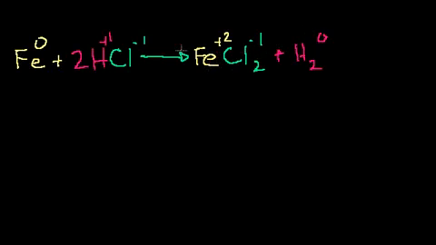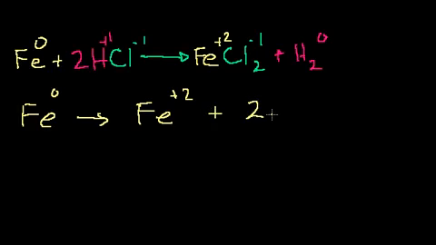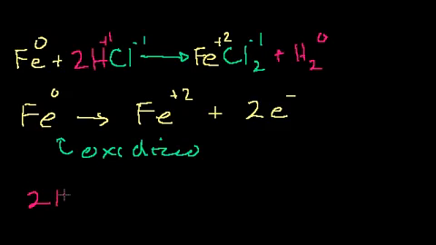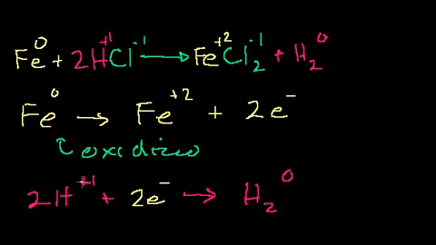So what was oxidized? Our iron went from neutral to having 2 electrons taken away from it, which gives it a positive charge. So plus 2 electrons got taken away. So this was oxidized. What about the hydrogen? The hydrogen went from 2 hydrogens with a +1 state, and essentially they went to 2 hydrogens with a neutral state. So 2 electrons must have been added to the hydrogens. 2 electrons were added. Their charge was reduced.